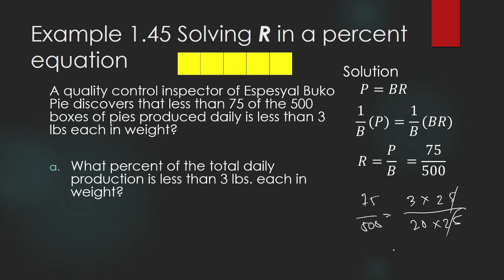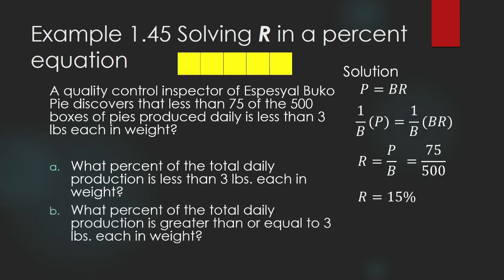So what is that in percent? You don't have to divide it, okay? So what you do here is you write this as an equivalent fraction. You will multiply this by 5 over 5. So what is 3 times 5? It's 15. What is 20 times 5? That is 100. And you know that 15 divided by 100 is 0.15. In percent, 0.15 is 15%.